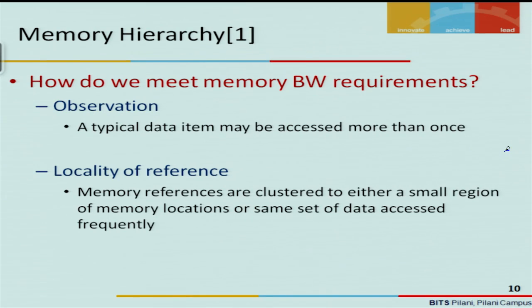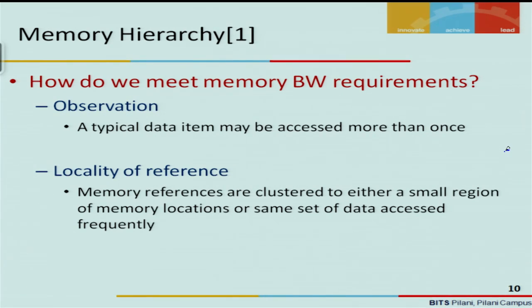So now the question is, how do we meet the memory bandwidth requirement? One observation that came from running different programs is that a typical data item is accessed more than once, meaning the same data or a set of data is accessed multiple times, and this we call locality of reference. In every program the locality of reference can vary, meaning the amount of data which the processor accesses frequently.